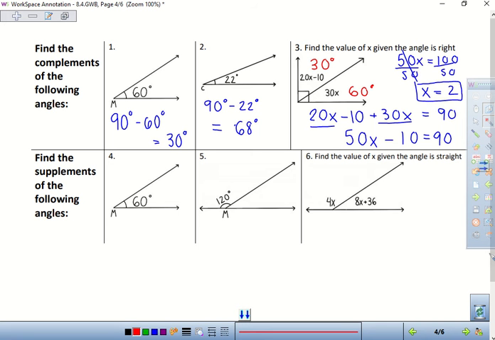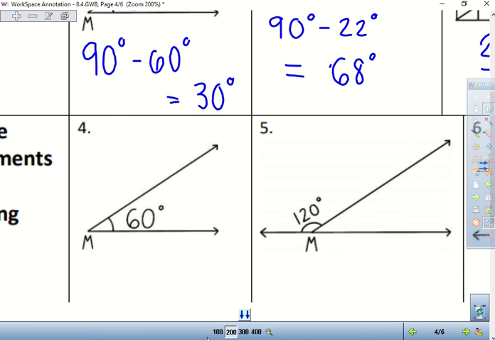Alright, you ready for the next one? The next ones are going to be supplements. Miss, the answer is x equal to? Yes, but I was just showing you how you could have found the angles if I had asked for them, because sometimes the question asks for that.